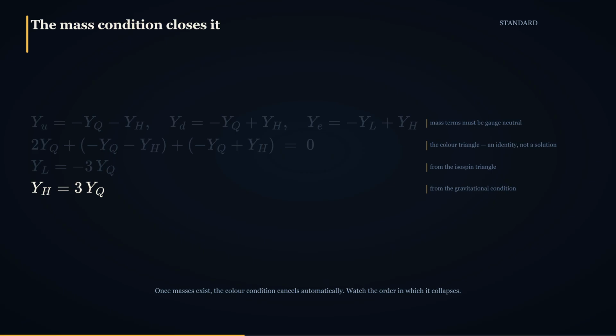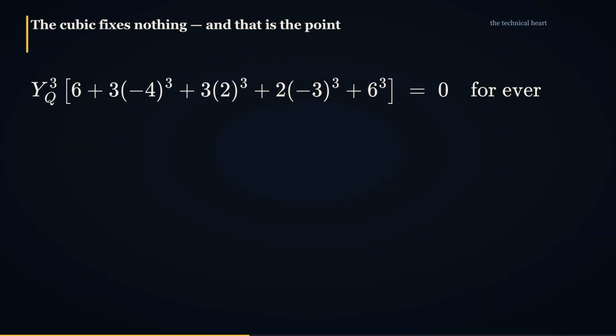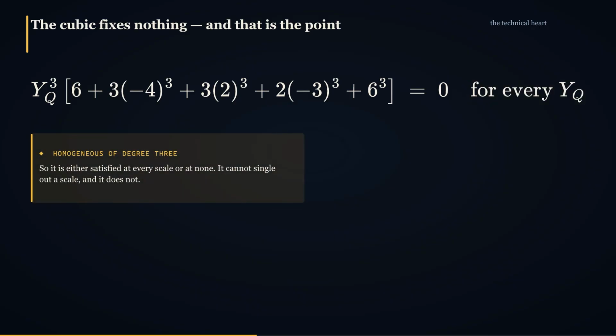At that point, every charge in the theory is a multiple of 1 number: 1, -4, 2, -3, 6, all times the quark hypercharge. 1 parameter left, the overall scale. And now the cubic condition, the hard-looking one. Here is what everybody expects it to do, and what it does not do. It does not fix the scale. It cannot. It is homogeneous of degree 3, so it is either true for every scale or true for none.